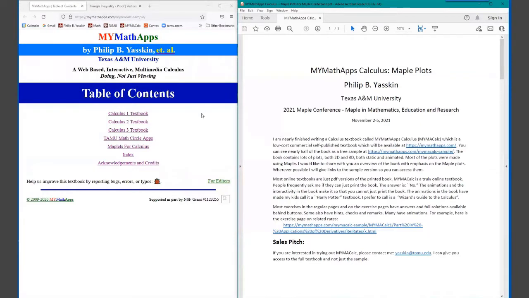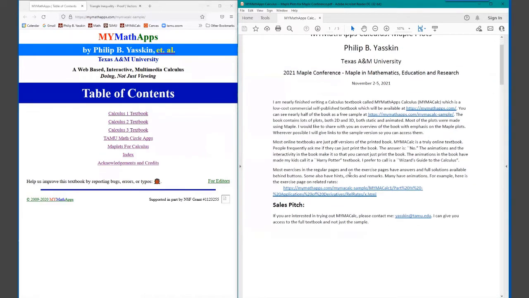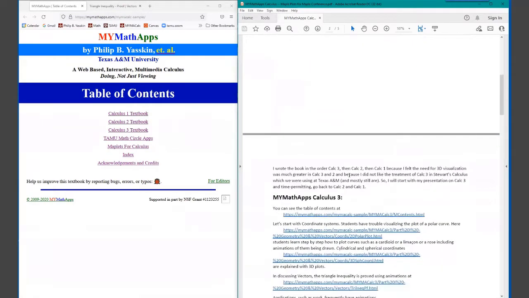Okay, so here is the textbook. It's broken up into Calc 1, 2, and 3. When I first started writing the textbook, I started with Calc 3, then Calc 2, and then Calc 1, primarily because I felt Calc 3 and Calc 2 was where you most needed to have 3D visualization. And also because I did not like the treatment of Calc 3 in Stewart's textbook, which is what we were using here at A&M. We still are for most of our classes, except for some pilot classes using my book.